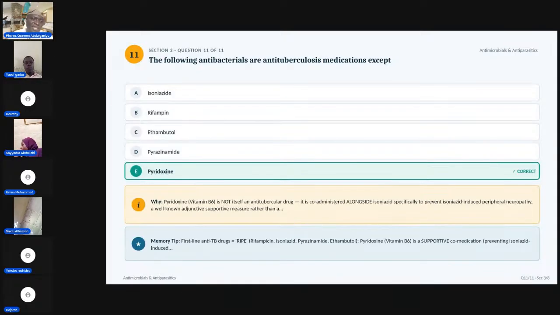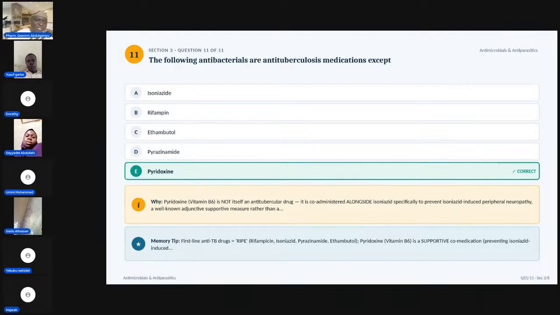But what it does is it takes care of the side effect of isoniazid. Isoniazid causes depletion of vitamin B6. It causes neuropathy. So before it causes neuropathy, you would be using B6 to take care of it. So that peripheral neuropathy that is caused by isoniazid is what you are trying to take care of using this, but it's not an antibacterial. So somebody will say, no, but these are drugs that are taken by people that have TB. Yes, but the question says the following antibacterials are anti-tuberculosis medications, except this.